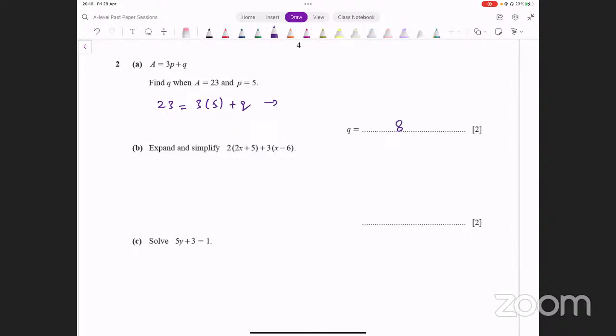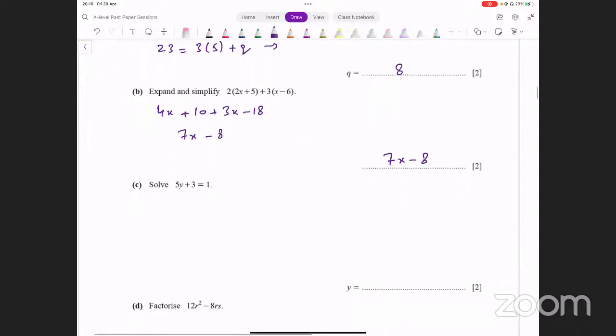Okay, that's pretty straightforward. Expand and simplify this. It's going to be 2 into 2x plus 5. That's 4x plus 10 plus 3x minus 18. That becomes 7x minus 8. And you get 2 marks for this as well. So these are very simple problems. Then you have to solve this linear equation. What does that become? 3 goes to the other side. It becomes minus 2. Y equals minus 2 over 5.